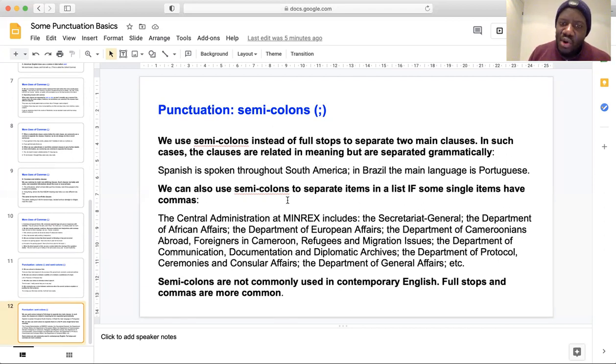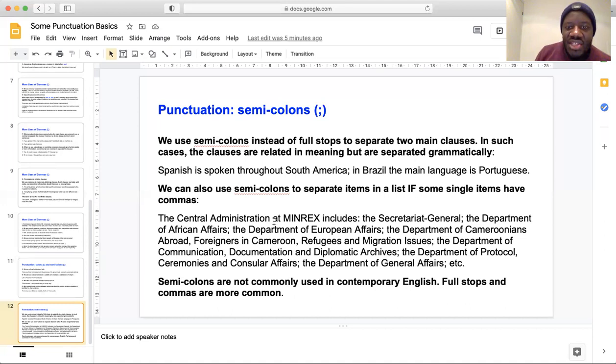We can also use semicolons to separate items in a list. Remember, there is a condition here: if some single items have commas in them. So we can also use semicolons to separate items in a list, but on the condition, if and only if some single items have commas. So let's take this example here.